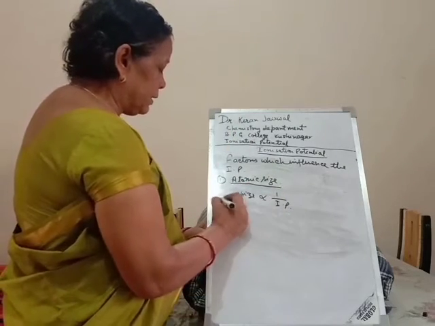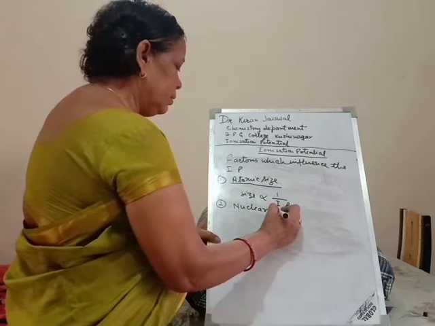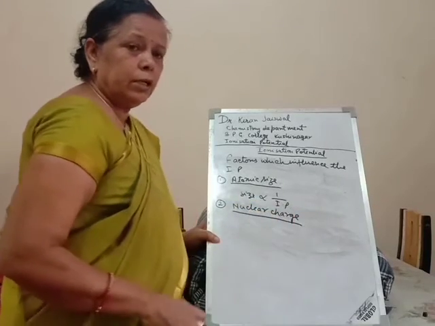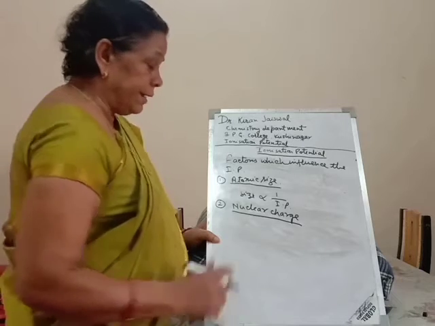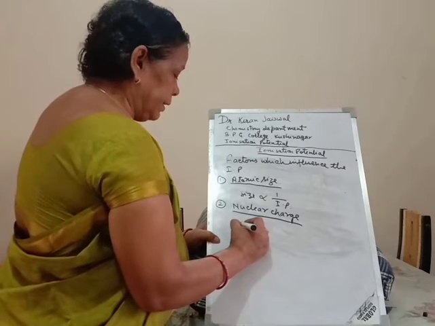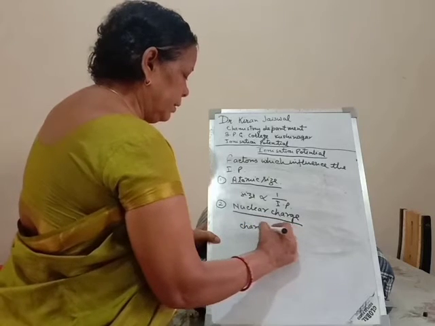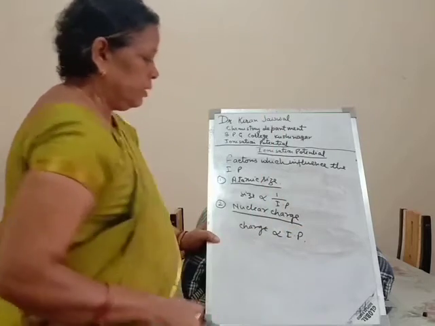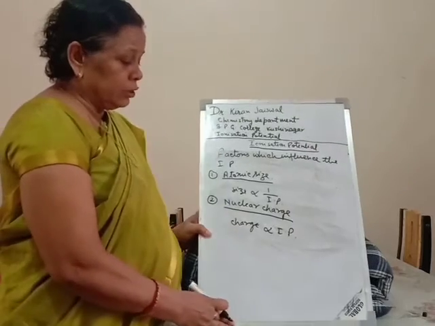Second is the nuclear charge. The greater the charge, the greater will be the ionization potential. Nuclear charge is directly proportional to ionization potential.